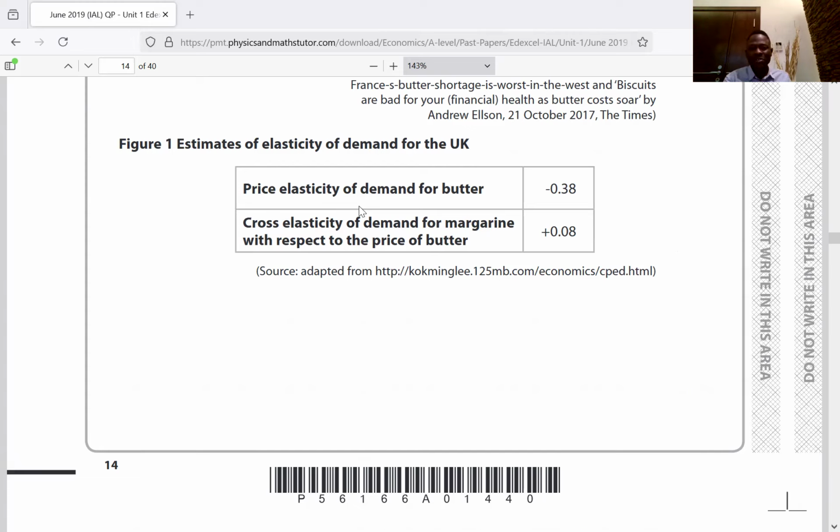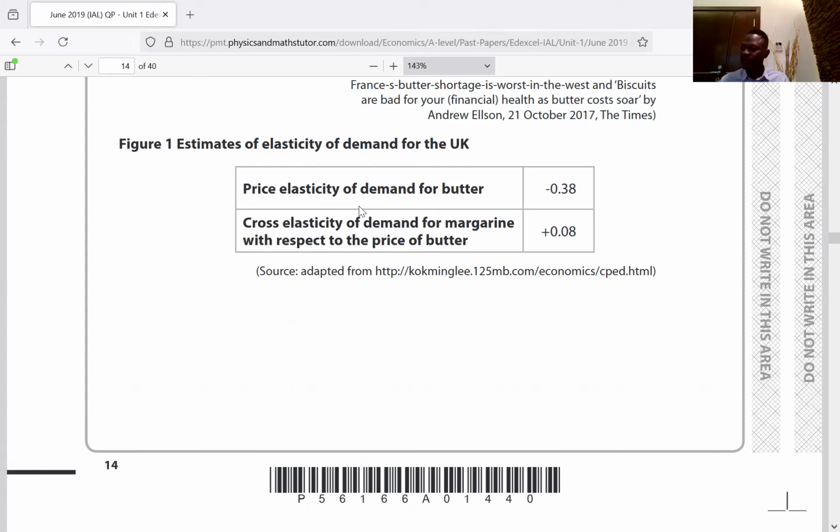So based on this case study, we have the price elasticity of demand for butter is -0.38, and margarine is having a positive XED. That makes it a substitute. So an increase in the price of butter might bring about a rise in the quantity demanded for margarine. Okay. Is it clear? Yes.